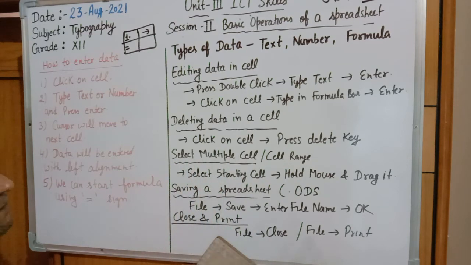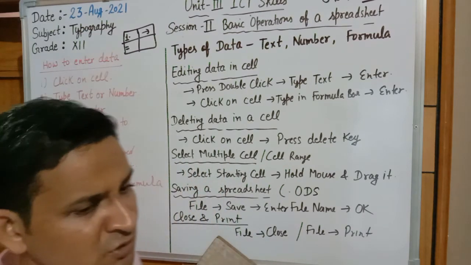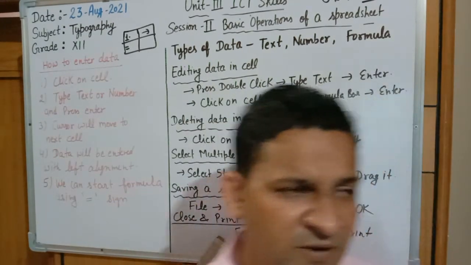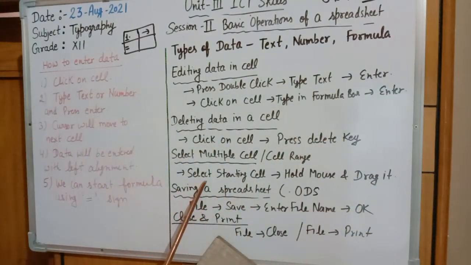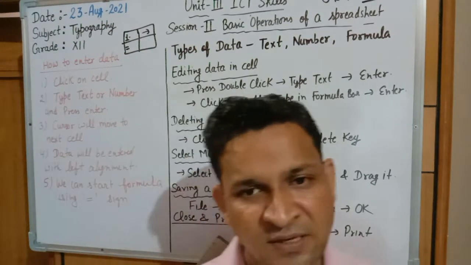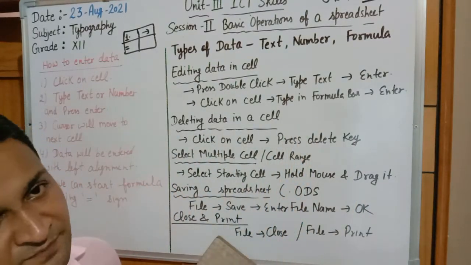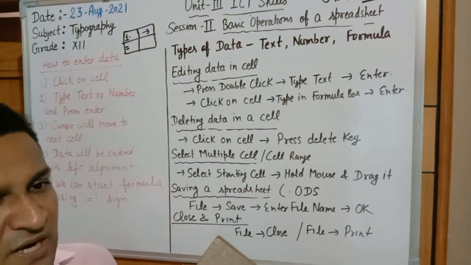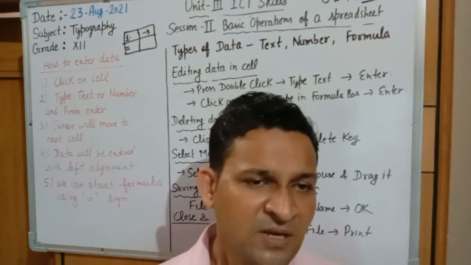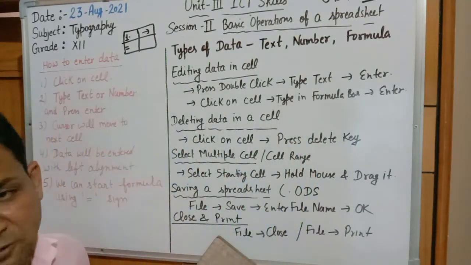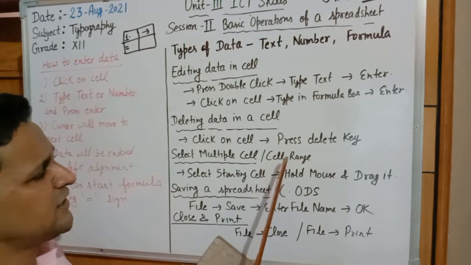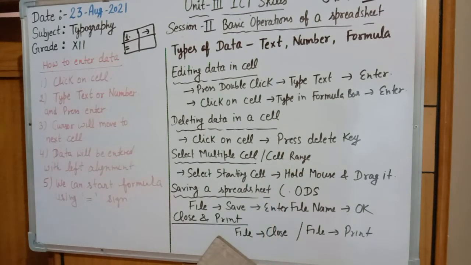Now, select multiple cells or a cell range to delete data. So what will you do? You will select the first, starting cell, hold your mouse and drag it down as far as you want to select. After selecting, if you want to delete it, again press the Delete key. It will delete a number of cells or multiple values at the same time, and the process of selecting multiple cells at one time is known as cell range.